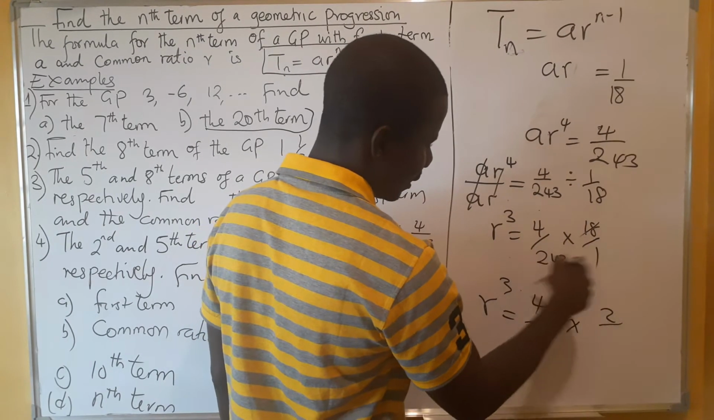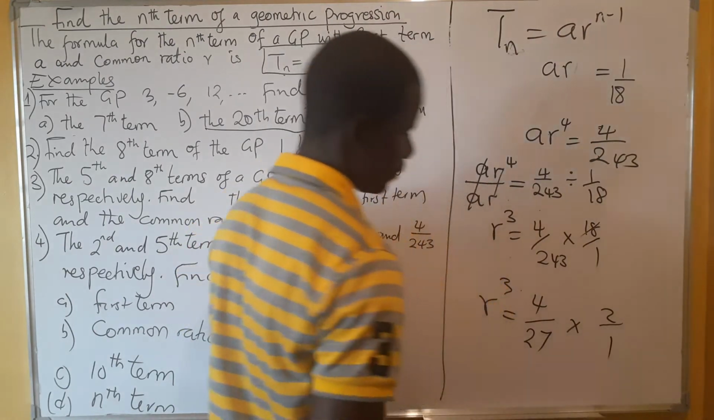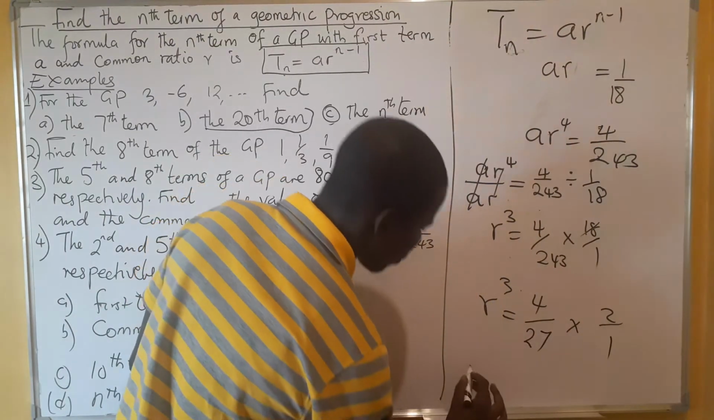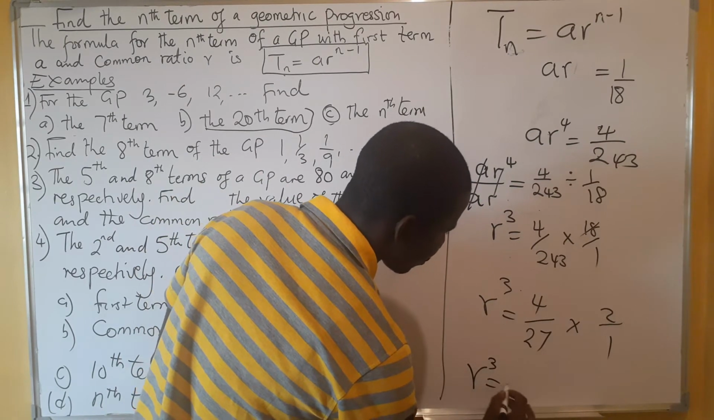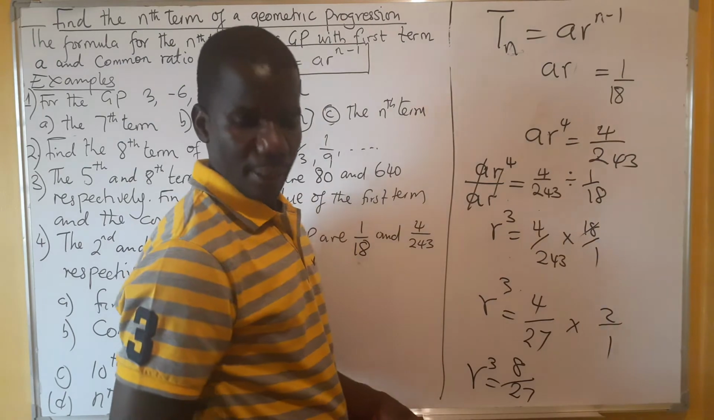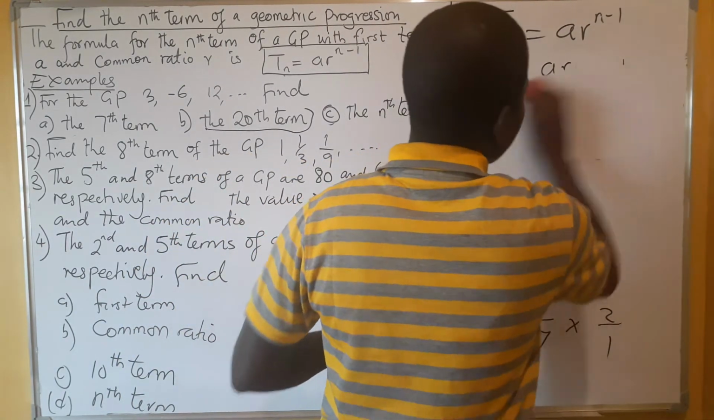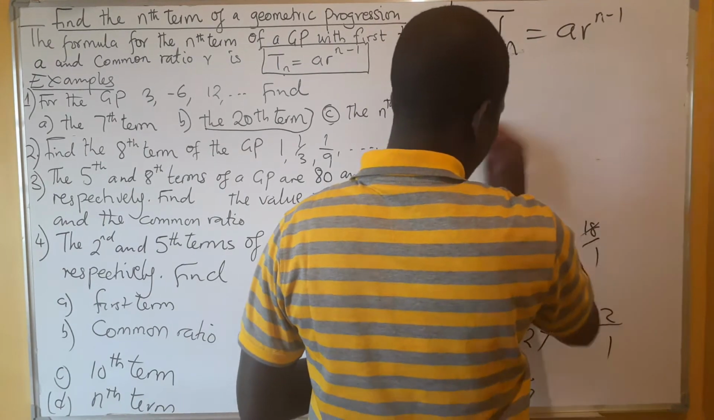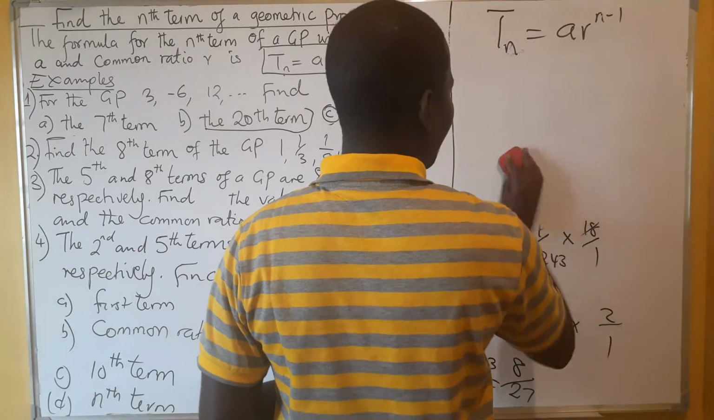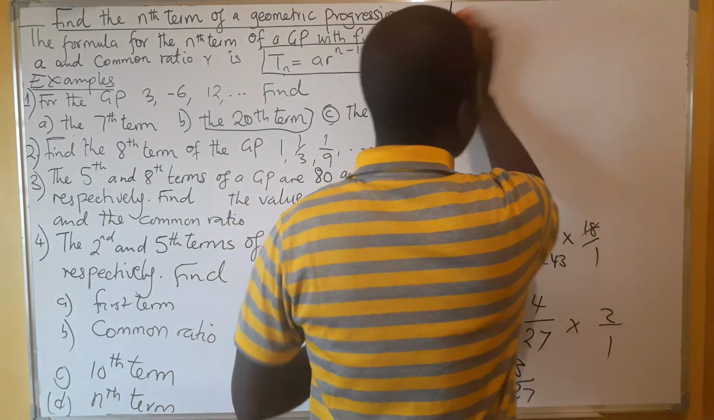9 into 63, it's 7. Here we have 1. So when you multiply this one, what do you get? R cubed is equal to what? 8 over 27. So let me take it, bring it up here. 8 over 27.